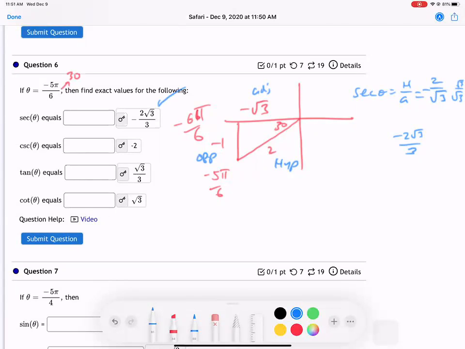Cosecant. Cosecant is hypotenuse over opposite. Let's take a look at that. Hypotenuse is 2 and opposite is negative 1. Whoops, sorry, opposite. Oh my gosh, I was saying cosine. Cosecant is hypotenuse over opposite because it's the reciprocal of sine. That's going to be negative 2.